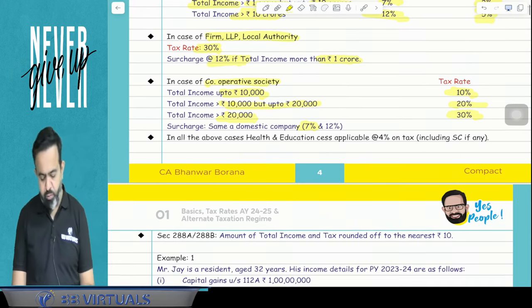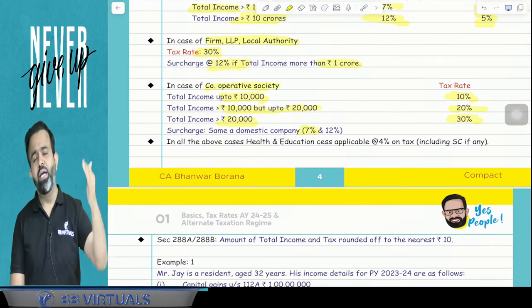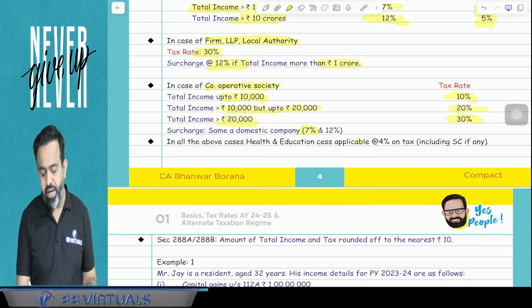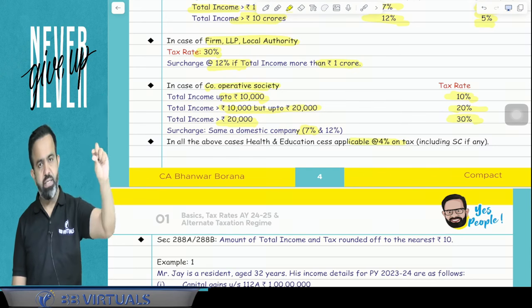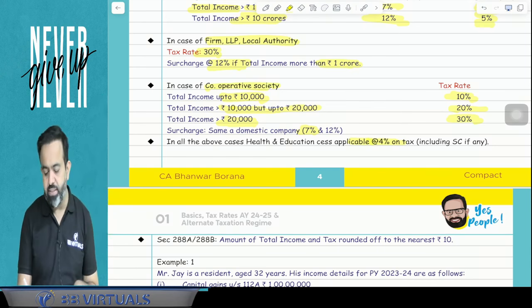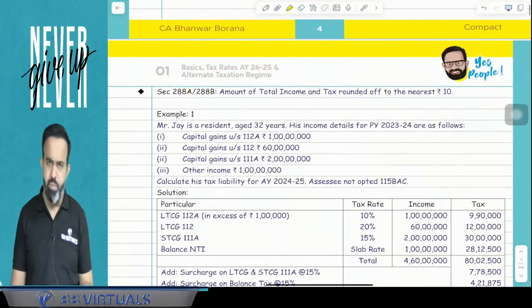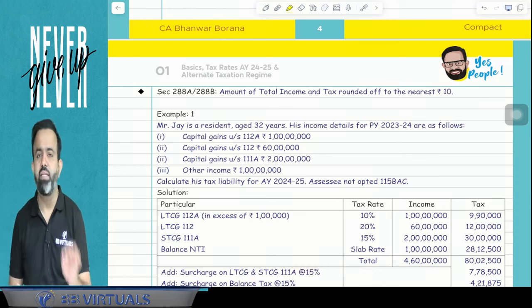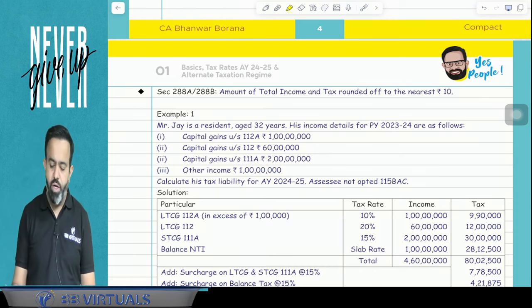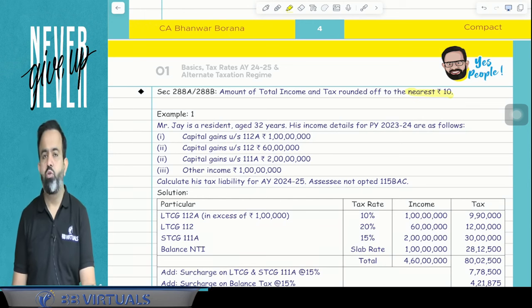Now guys, always remember, first you will calculate the tax, after that add surcharge if it is applicable, and then you have to add the health and education cess at the rate of 4%. So first tax plus surcharge and plus health and education cess at 4%, and it is applicable always. Also remember, your total income as well as the net tax payable is always rounded to the nearest 10 rupees.